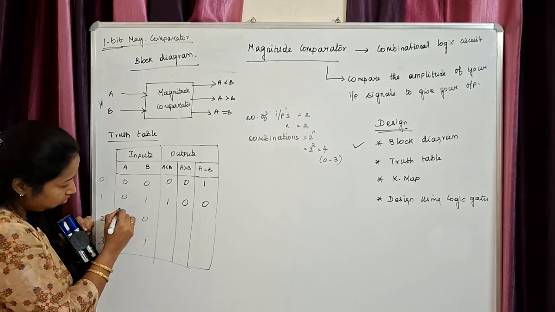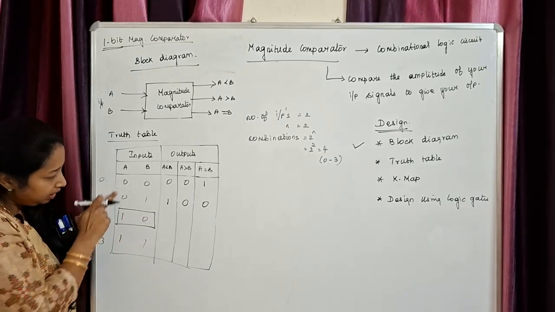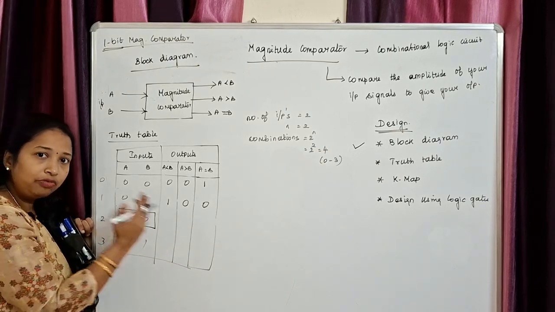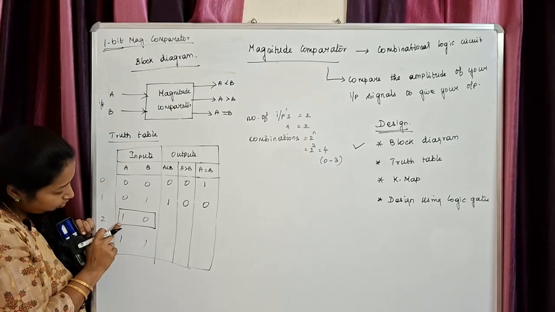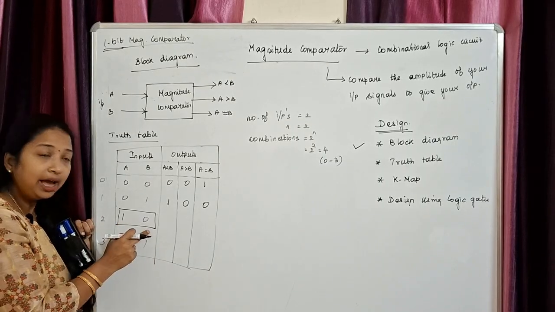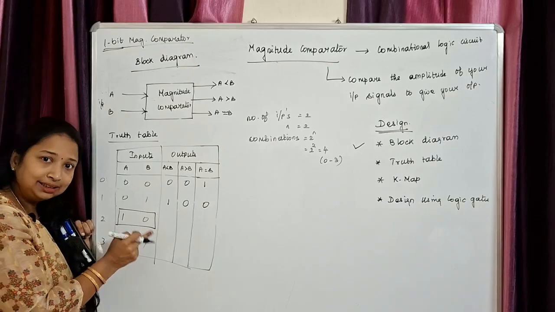Take out this particular combination. Now tell me, A is 1 and B is 0. Talk with respect to A. Now, what do you observe from here? A is greater than B because A is 1 and B is 0. So, A is greater than B.